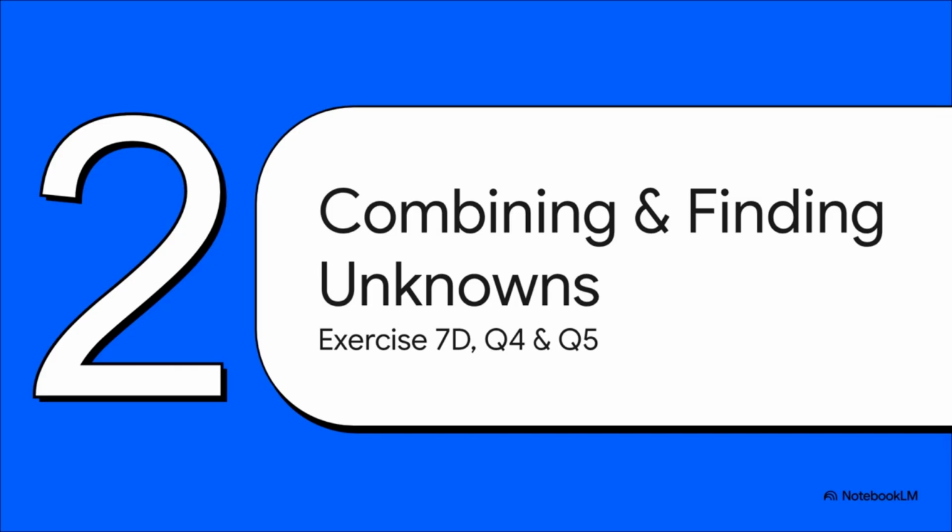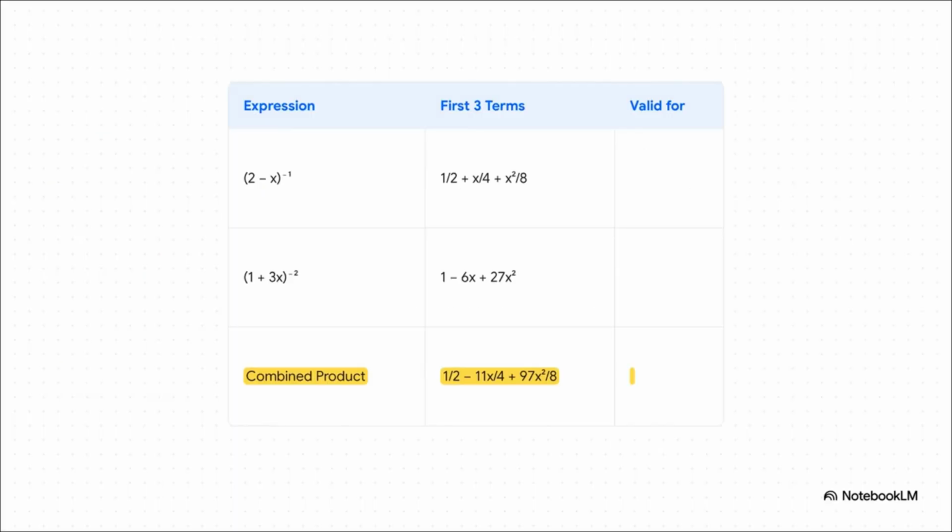All right, practice time. Let's dig into some textbook exercises, starting with combining expansions and finding unknowns. So question 4 is pretty cool. We expand 2 separate expressions, right? Easy enough. Then we just multiply them out. But here's the catch, the part you have to pay attention to. Look at the valid for column. You have 2 different conditions. So for the combined product to actually work, it has to work for both of the original parts. That means we have to pick the stricter, more restrictive range. In this case, that's x is less than 1/3.